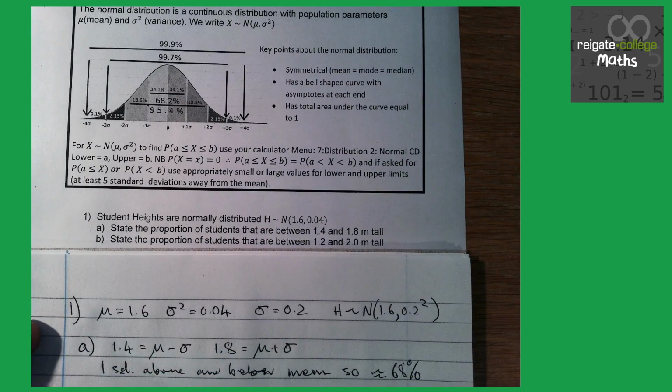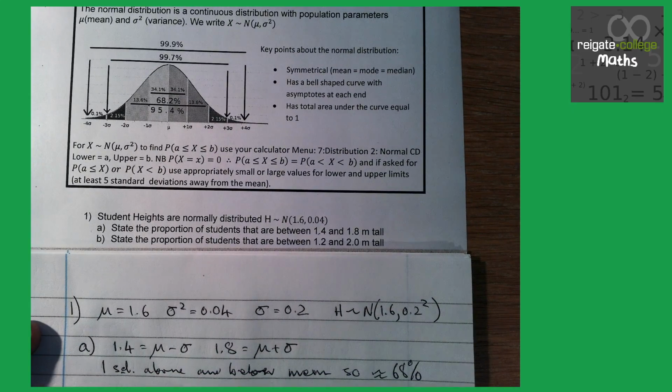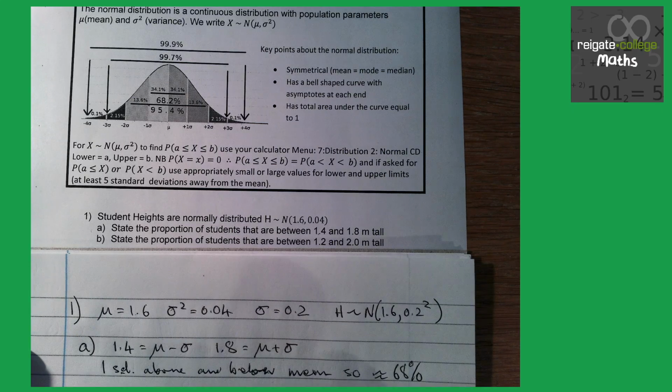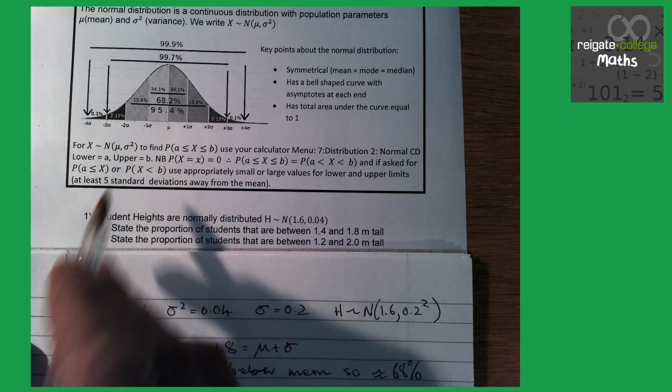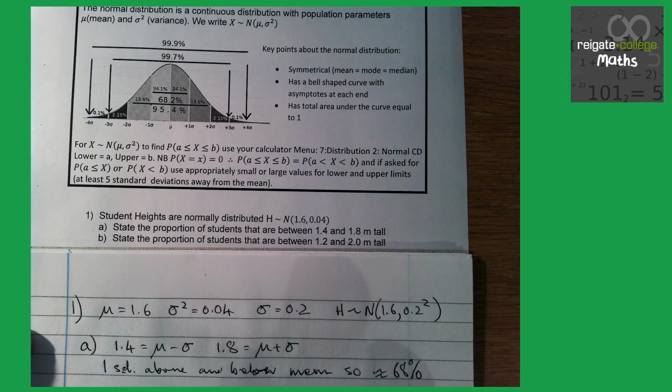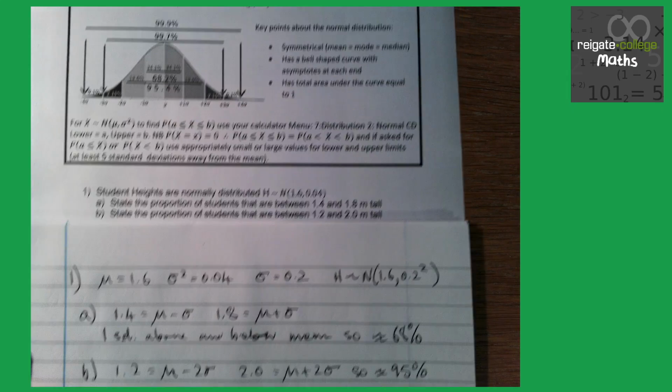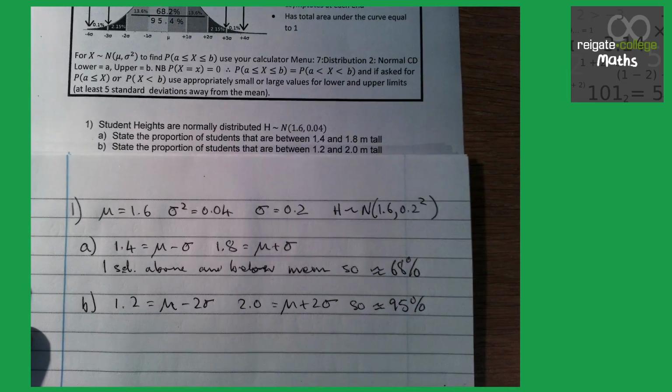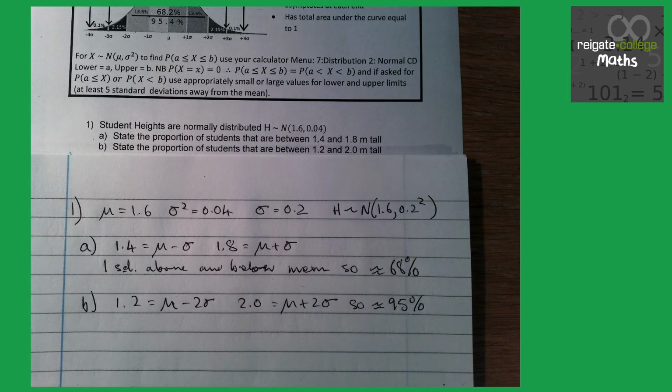Part B, 1.2 is mu minus 2 standard deviations. 2.0 is mu plus 2 standard deviations. So the proportion between those two numbers is about 95%. So we can just do that from these rules of thumb that you need to remember.